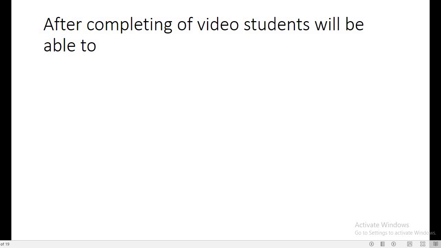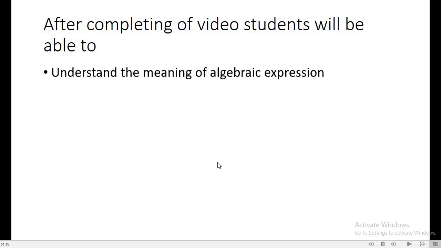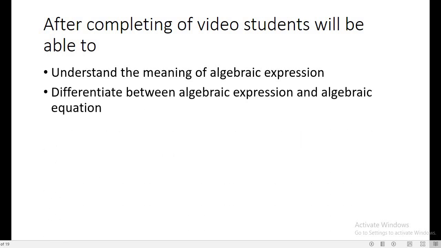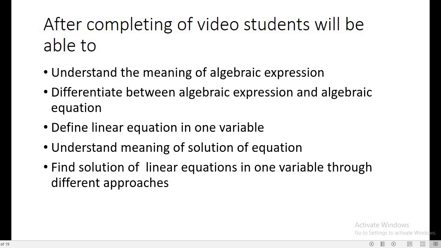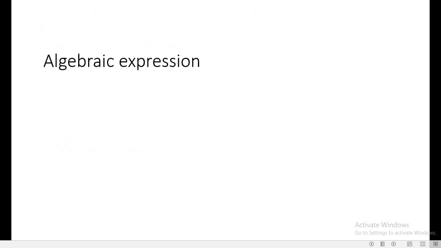Hello students, today we will discuss linear equation in one variable. After completing the video, the students will be able to understand meaning of algebraic expression, differentiate between algebraic expression and algebraic equation, define linear equation in one variable, understand meaning of solution of equation, and find solution of linear equations through different approaches.